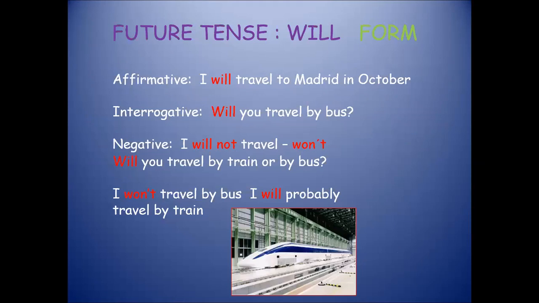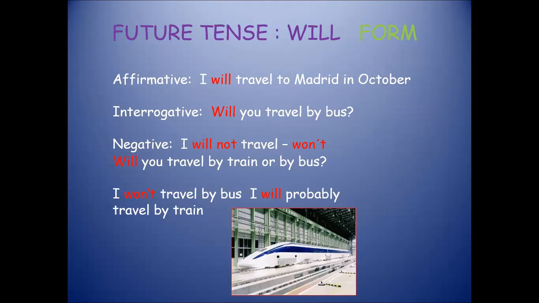But first, I would like to see the will forms. In affirmative form, would it be I will travel to Madrid in October? As you can see, we only need the subject, the auxiliary will, and the verb in simple form, and then the rest of the sentence.